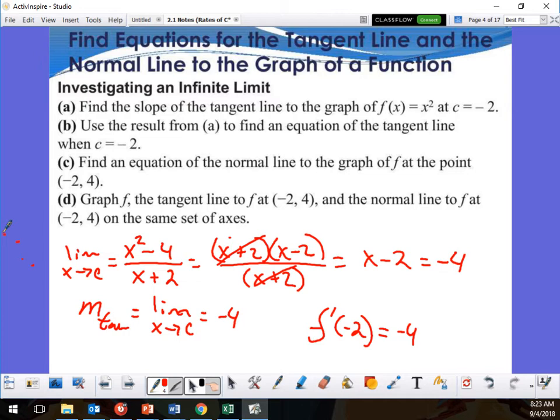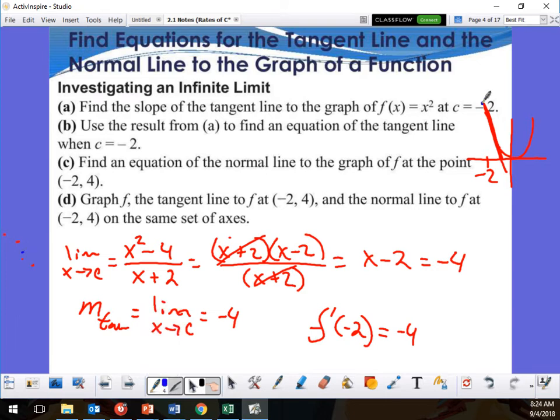Now, if I think about that, is that right? So if it's going to be a parabola, something like this, at negative 2, is my slope right there, do you think that should be a negative 4? No. Is my slope right there going down? Yes, it is, right?